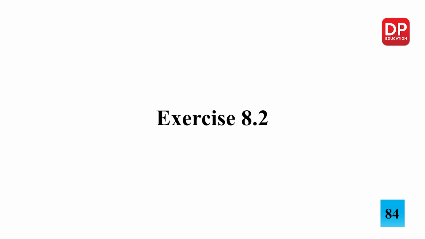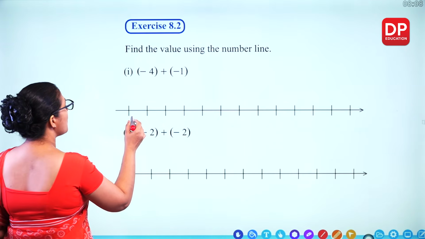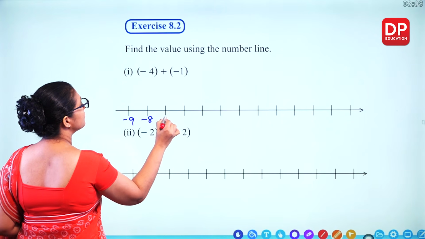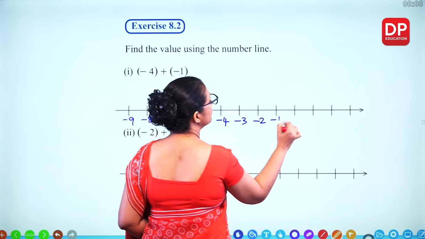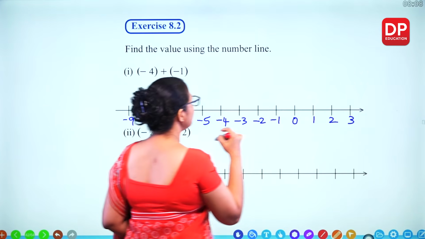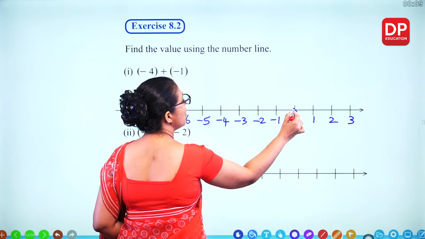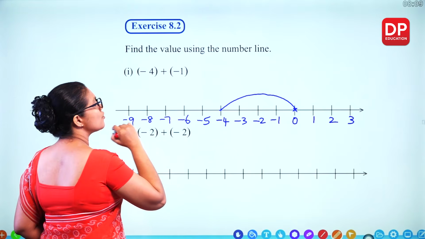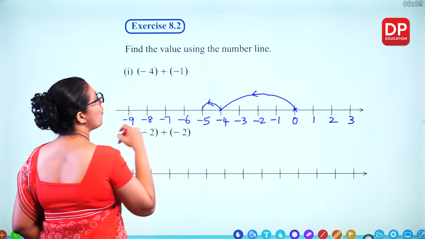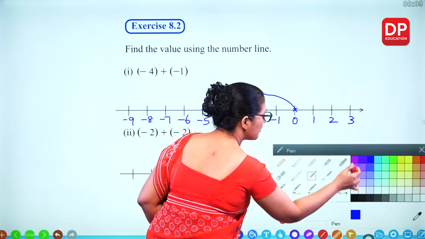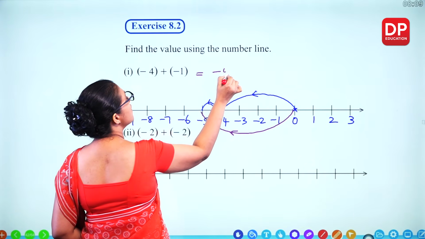Exercise 8.2. Find the value using the number line. Negative 4, negative 1. So I'll start here, minus 9. Starting from minus 4. So here 0. Minus 4 means to the left 4 squares. And another 1 more. So what's the final position? Here to here. So that's minus 5.